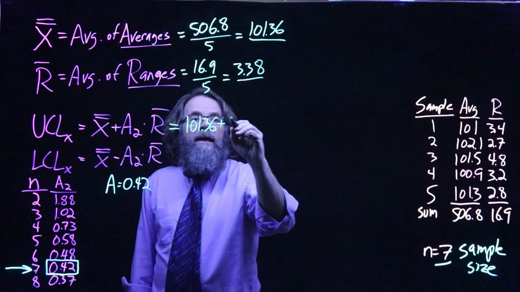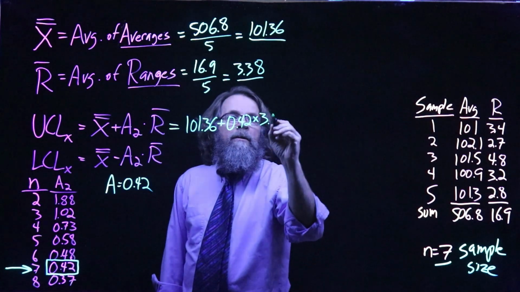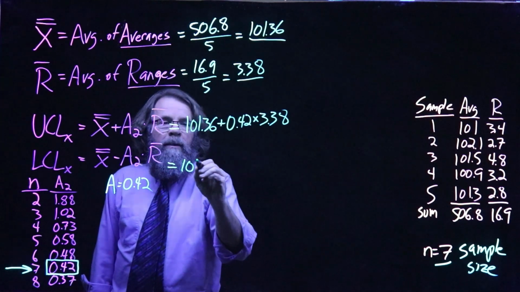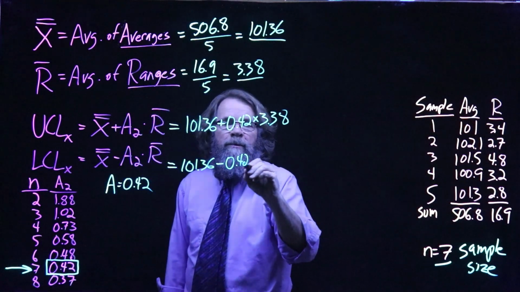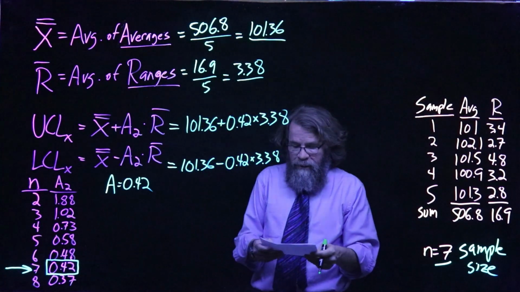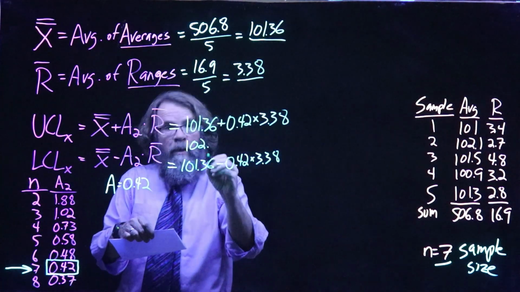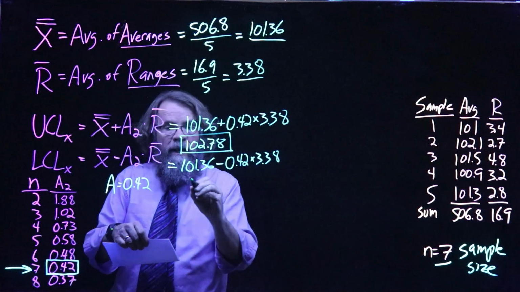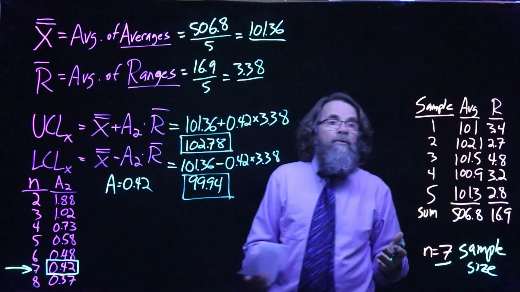So our upper control limit is 101.36 plus A2, which is 0.42, times R bar, which is 3.38. And to get our lower control limit, it's the same numbers, but we subtract. So average minus 0.42 times 3.38. And after we do these calculations, we get an upper control limit of 102.78, and we get a lower control limit of 99.94.